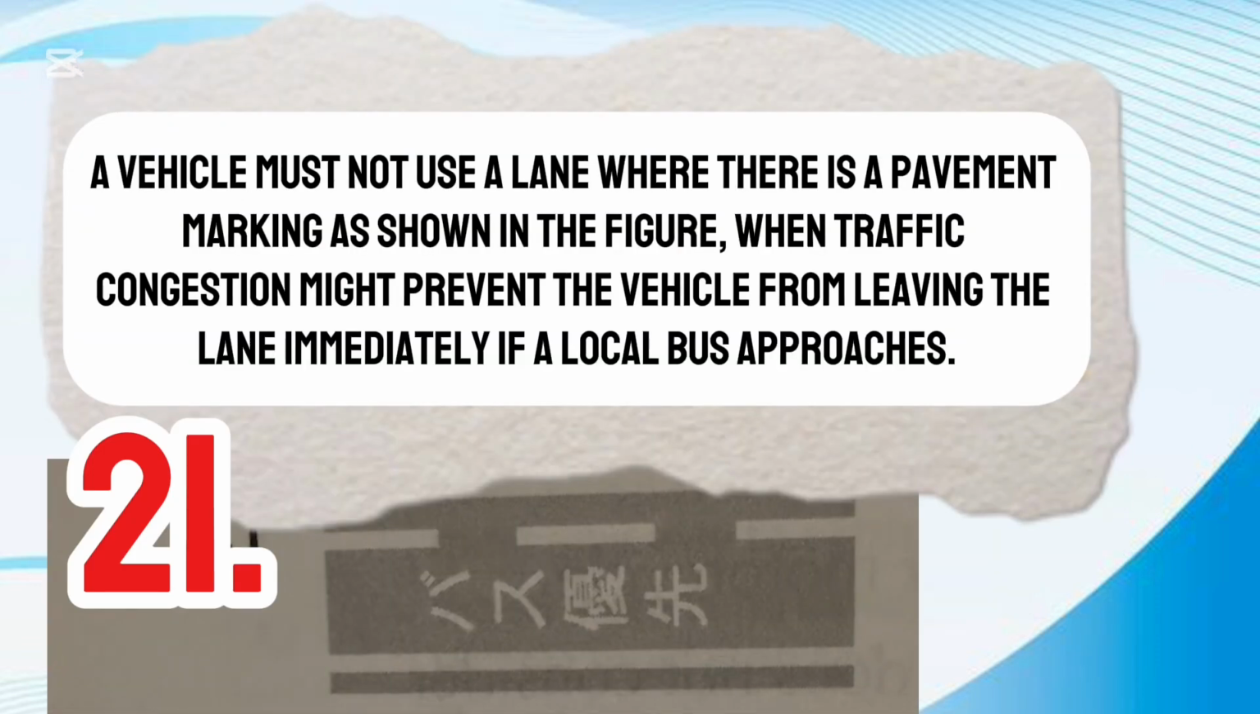A vehicle must not use a lane where there is a pavement marking as shown in the figure, when traffic congestion might prevent the vehicle from leaving the lane immediately if a local bus approaches.